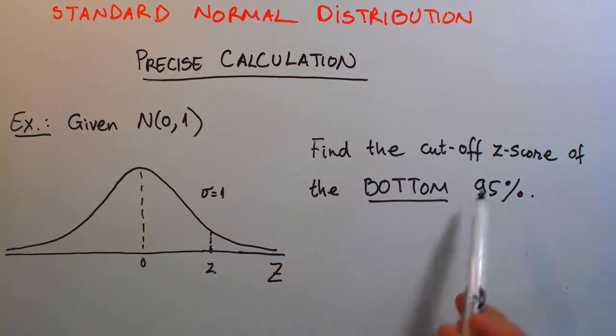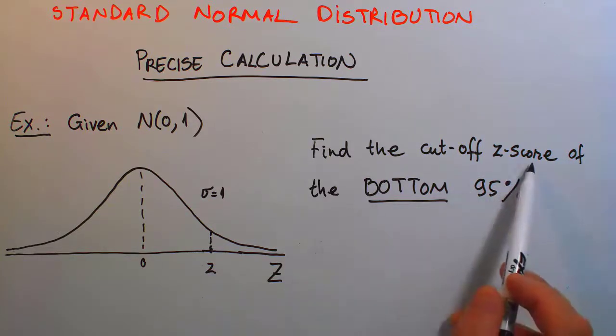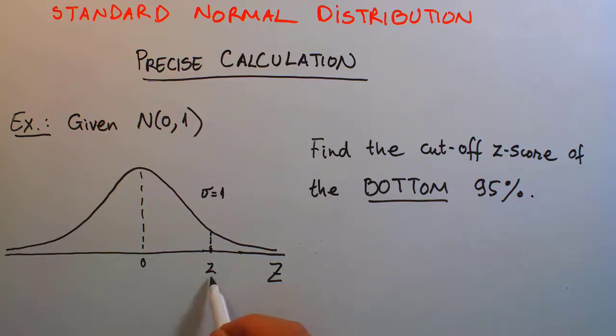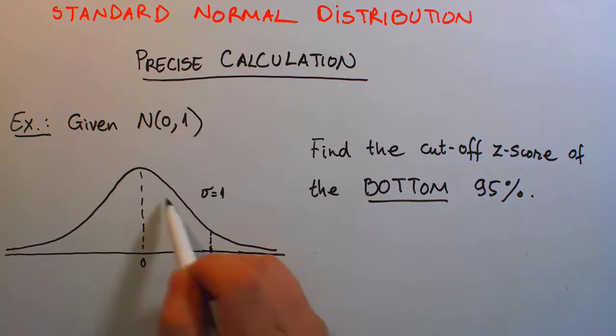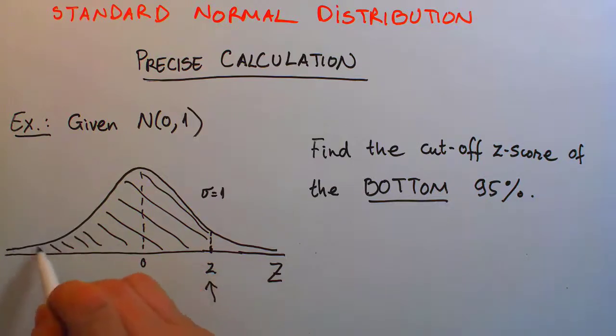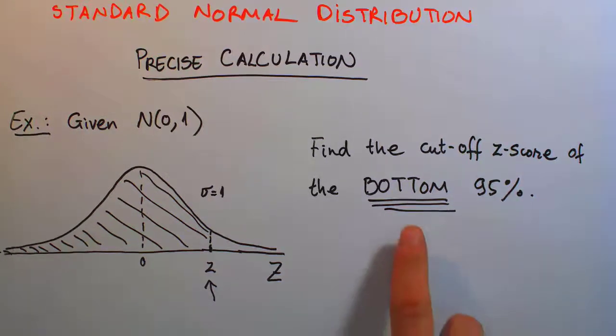Now further into the description, we want that cutoff to be the cutoff z-score of the bottom 95%. Meaning the requirement is that we have to find where we put that cutoff so that to the left-hand side it has 95% of data. So 95% of data is required to be to the left-hand side of that cutoff. That's what the description is putting up as the requirement for us. And that's our plan.